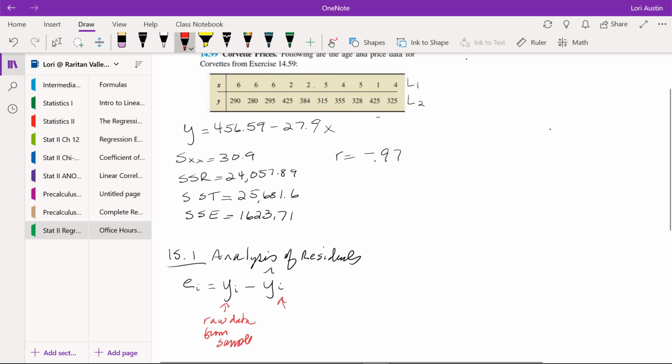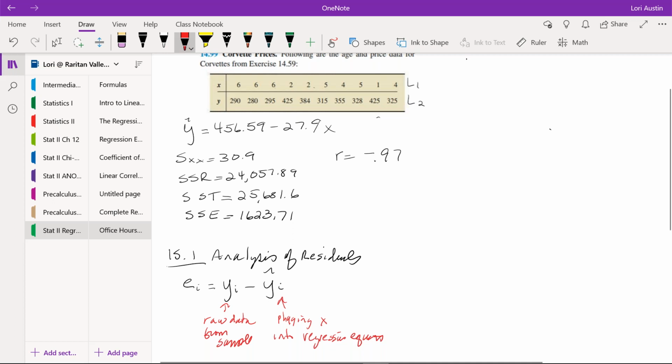Your y hat is the value you would get by plugging x into the regression equation. So if you plug x into your regression equation, you get y hat, but y sub i is the actual raw data. The idea behind this is that, because we're talking about Corvettes here, the age of the Corvette and the price, suppose we have a 6-year-old Corvette.